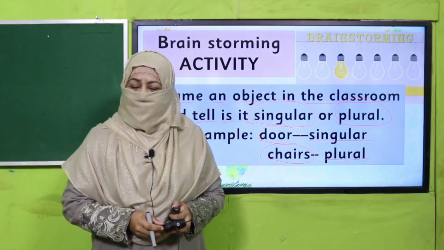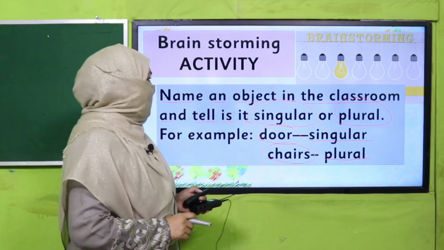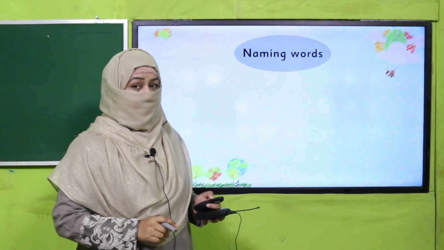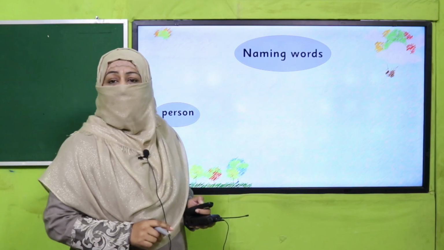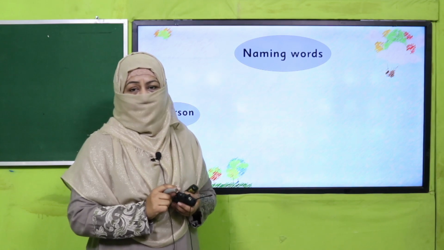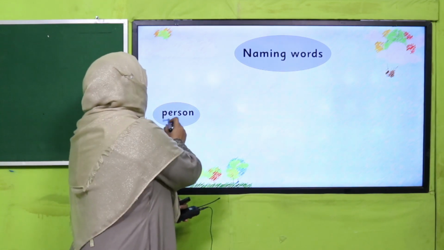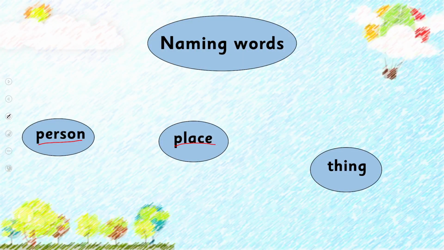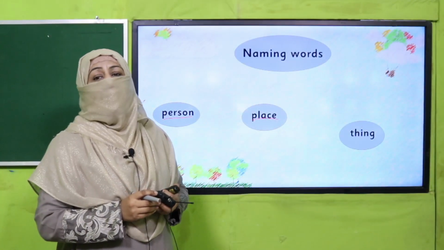Yes, my dear children, I hope all of you mention one naming word. Very good. So it's time to recall what naming words are. Do you remember? Yes, everything around us which we can feel, touch, hold or see is a naming word. And this naming word may refer to a person, place and thing. Means it can be a person, it can be a place or it can be a thing.